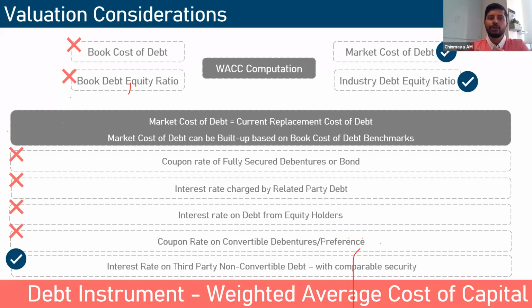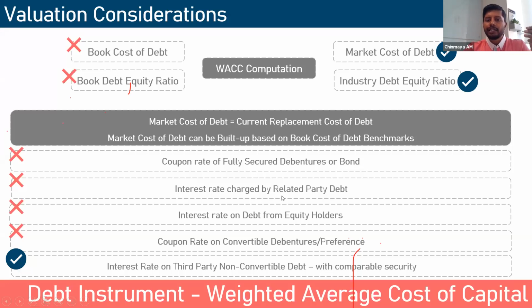A few yes and no's. Should we take book cost of debt? No, we should take market cost of debt. Book equity, debt equity? No, we should take industry debt equity ratio. And coupon rate of fully secured debentures. If there are debentures, we should not take a comparative of a fully secured coupon, or the coupon rate of other debenture or bond if it is available in the market. And if they are fully secured, that's not the ideal comparative coupon rate to be taken.